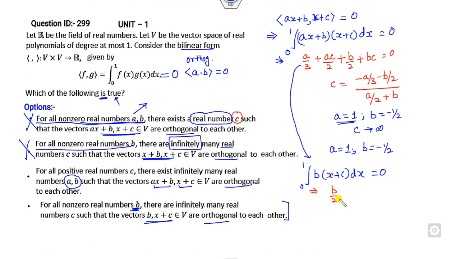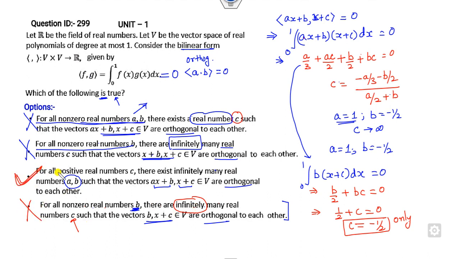This is b upon 2 plus bc is 0. So for every non-zero b, I can take b as common and cancel out. So it means c must be minus half. But they are saying that there are infinitely many values of c. That is not true, because this is only possible for minus half. That's a unique value given to you. That option is cancelled out. The only option is mine here.